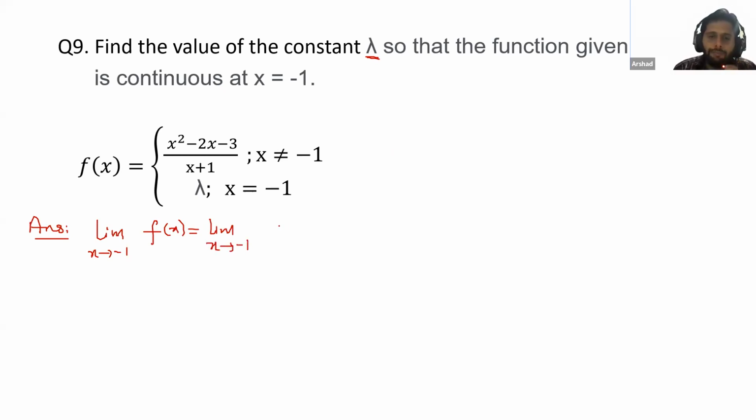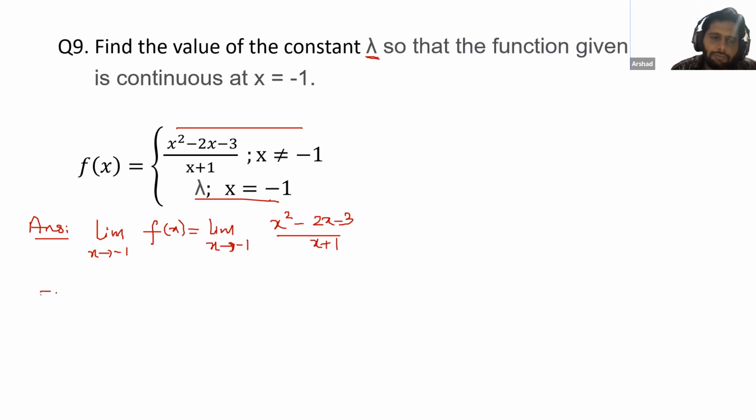Which one, Nabil? Sir, x equals to -1, right? Yeah, for x is equal to -1, we have this. For x not equal to -1, we have this. So when finding the limit, we will use the first one. Good. (x² - 2x - 3) by (x + 1).